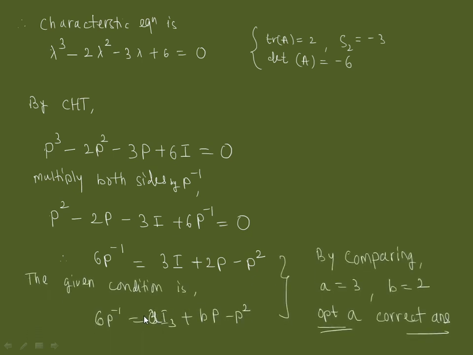But the given condition is 6P inverse is equal to A I3 plus B P minus P square. So just compare these two equations. What do you get? The value of A is 3 and the value of B is 2. So it is in option A. So option A is your correct answer.